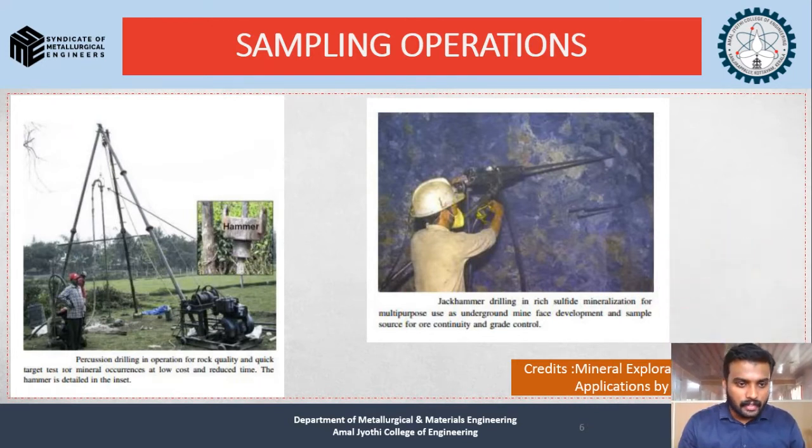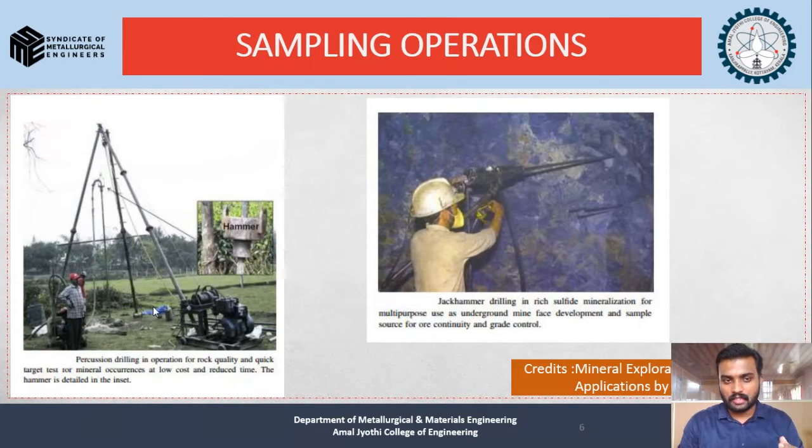Initially we have the percussion drills, and you can see a larger version of a tripod kind of system. In order to drill the rock, we have a hammering system, and this kind of drilling method is called percussion drilling, and this is the operation normally done. So this is the first and initial process we do in mineral beneficiation operation.